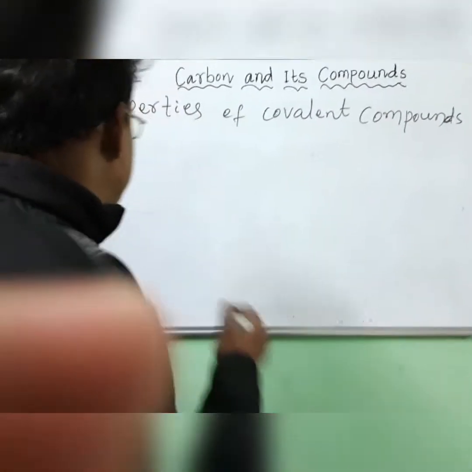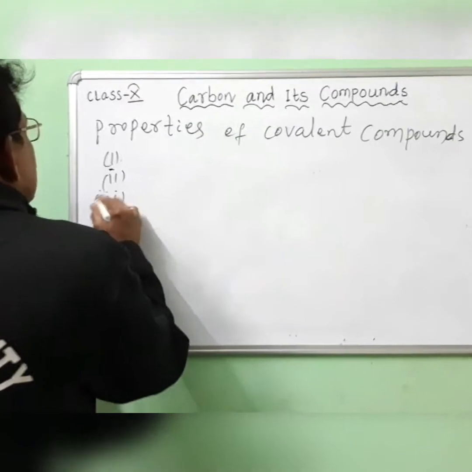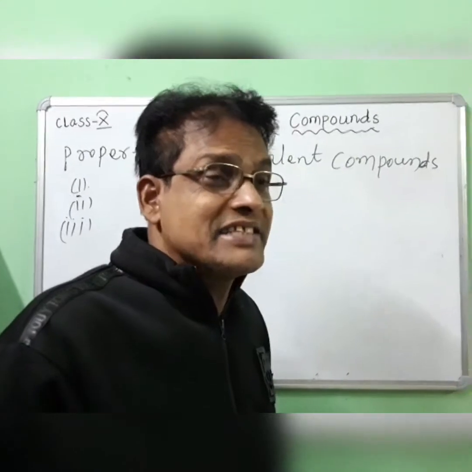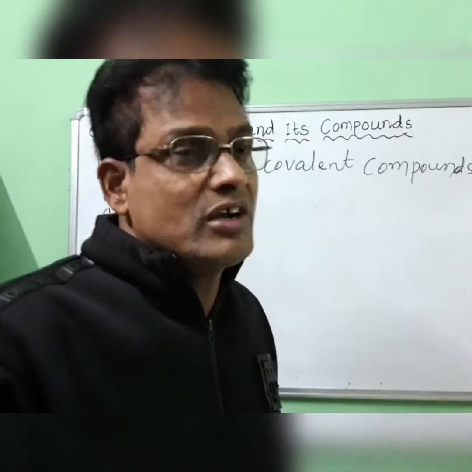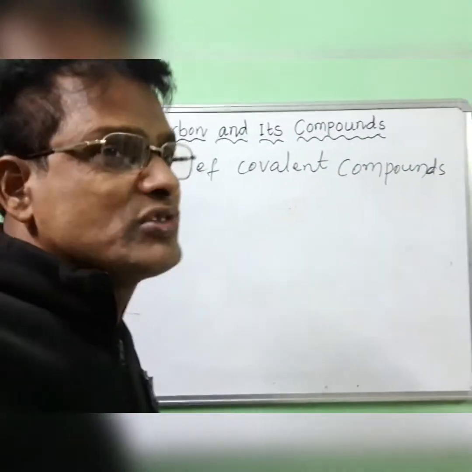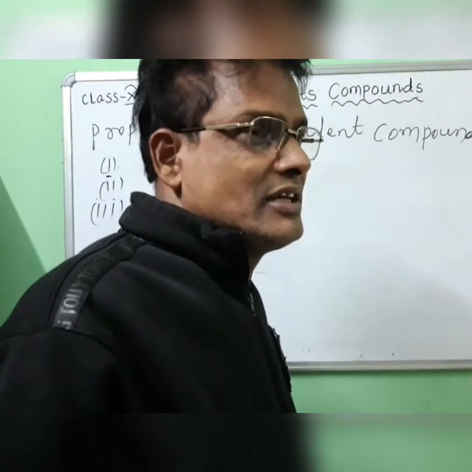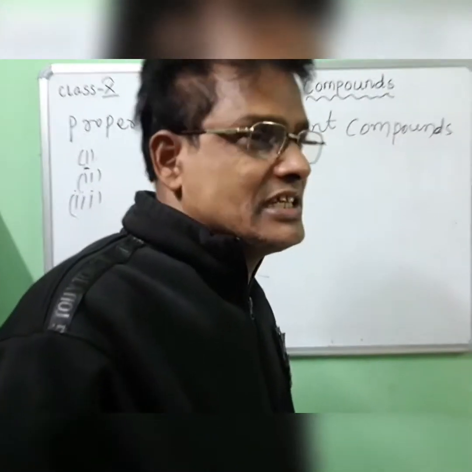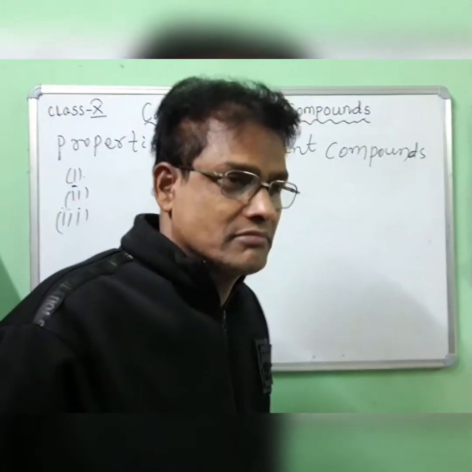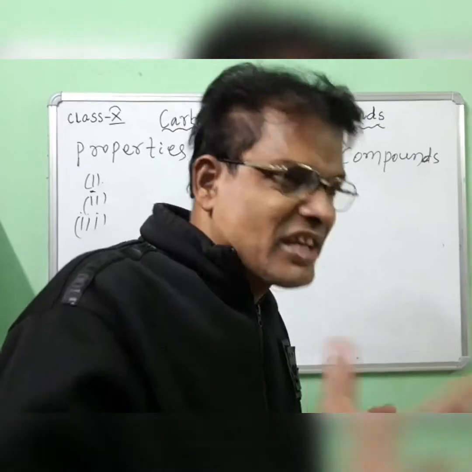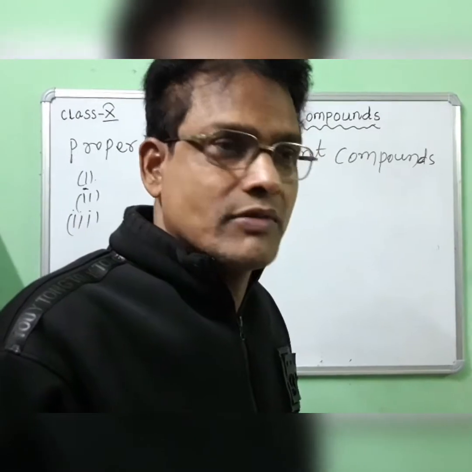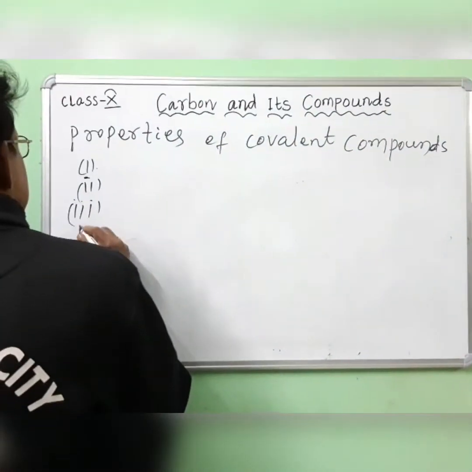Okay. So third one is, covalent compounds are formed only by sharing of electrons, not transferring of electrons. And covalent compounds have no charge, so covalent compounds do not conduct electricity due to the absence of free electrons or ions. The only exception is graphite, which is a good conductor of electricity.